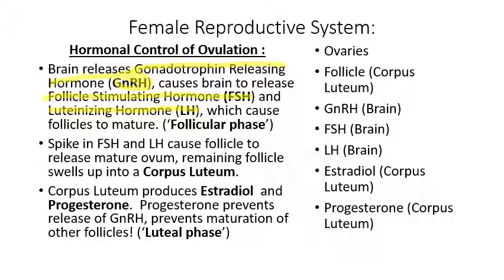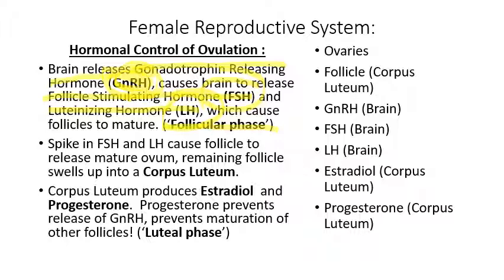Okay, so the brain produces gonadotrophin releasing hormone, which causes follicle stimulating hormone and luteinizing hormone to be released. This happens during the first 2 weeks of the menstrual cycle. So a woman has her period, then everything is fine. The blood disappears and she starts over again. The first 2 weeks, the brain is releasing gonadotrophin releasing hormone, which is causing FSH and LH to be released. This first 2 weeks of the menstrual cycle is referred to as the follicular phase. Okay, next.